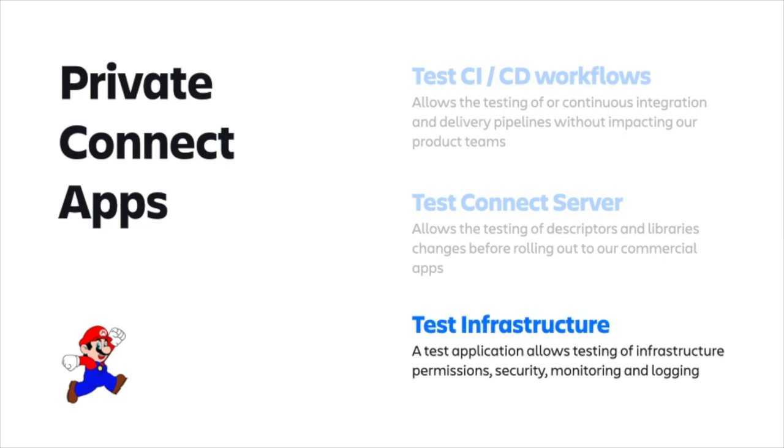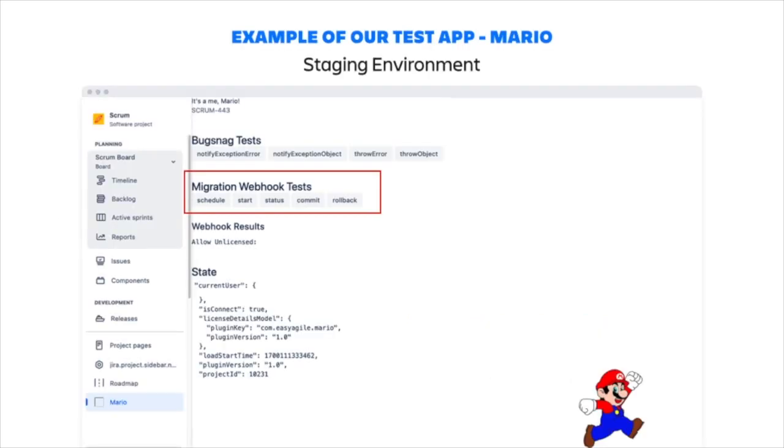Mario also helped us test our infrastructure, allowing us to validate that our infrastructure permissions, logging, and compliance monitors are all working as expected. This is Mario's UI. You can see there's a couple of things here. There's some Bugsnag tests and some migration webhooks. So we've set Mario up for us to be able to simulate Atlassian's migration service. So we can come in here and just click start, status, commit, or rollback, and it just does an end-to-end process of our migration process, so we can validate that.